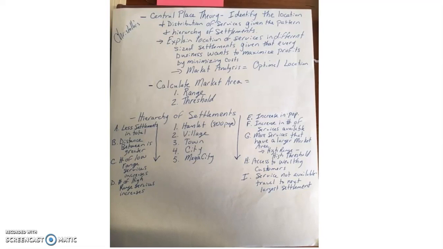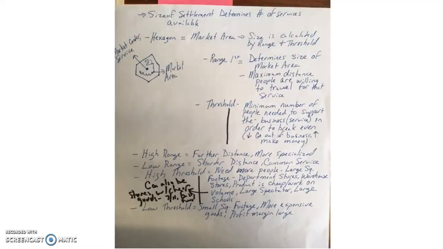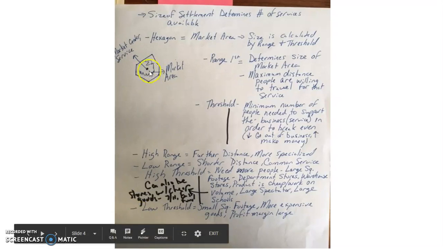First, they must determine their range. Second, they must determine their threshold. We'll get into a bit more of the range and the threshold here. When we talk about size of settlement, this is what determines the number of services available. And the market area, which is determined by the range and the threshold, is the area that surrounds your service. They did this in a hexagonal shape. And the size of the hexagon, the size of this market area, is calculated by the range and the threshold.